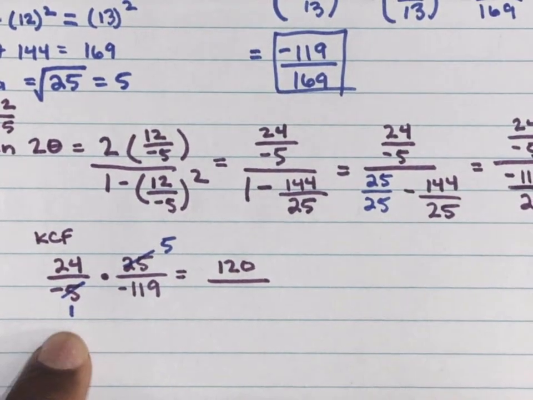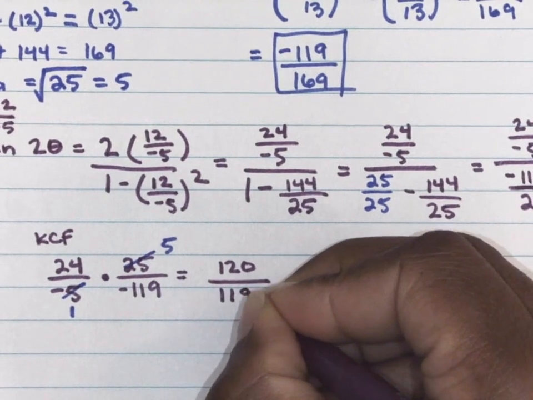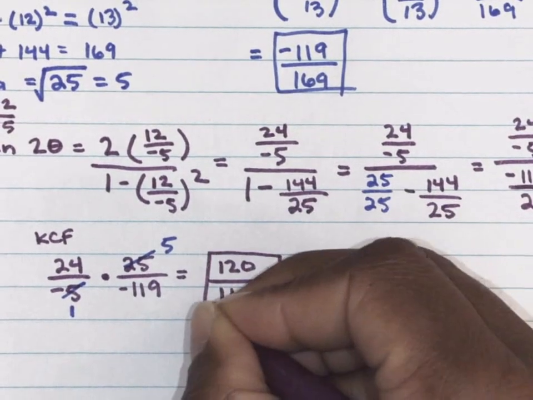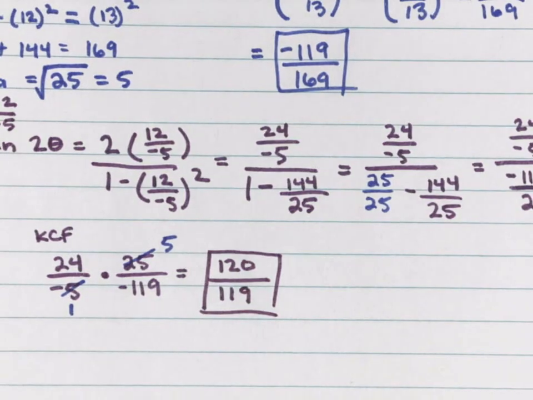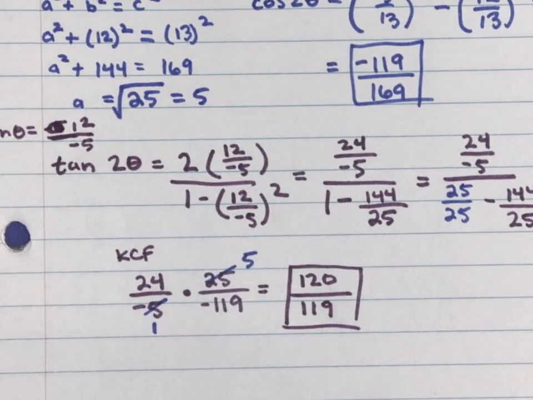Divided by -1 times -119, which gives me positive 119. And that was my tangent. Number 12.